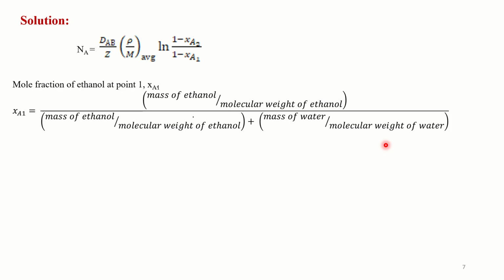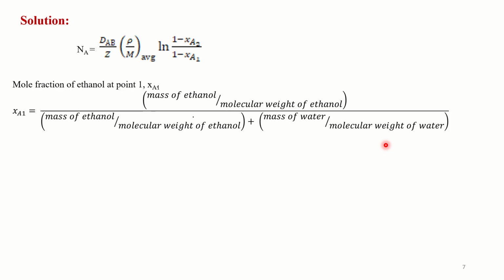So if I take the basis as 100 kg of solution, whatever the weight percentage given can be taken as the weight of the component. So if I know the weight of component A, 100 minus the weight of component A will give me the weight of component B. So from weight percentage, I'm getting the weight of component A. Then by subtracting that value from 100, I'm getting the weight of component B.